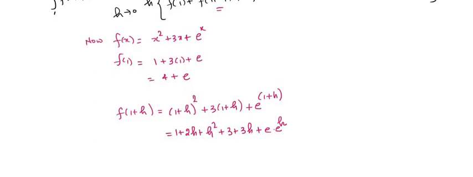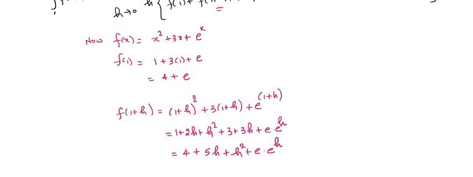Now grouping the like terms: 1 plus 3 becomes 4, the constant. For the h term, 2h plus 3h becomes 5h. For the h square term, there is only one, so h square, plus e into e power h. So f of 1 plus h is over.